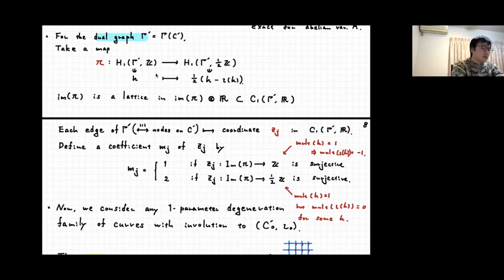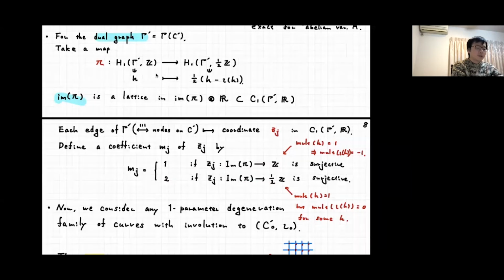Then starting from each edge of this gamma prime, since we are thinking of the dual graph, this corresponds one-to-one to each node of the C prime. We obtain the coordinate Zj in C1. Then using this coordinate Zj, we define a coefficient Mj of Zj by considering two cases: Mj equals 1 when Zj can cover all of Z, I mean, Zj is surjective for this map, and Mj equals 2 for the case that the image of pi covers all of 1/2 Z.